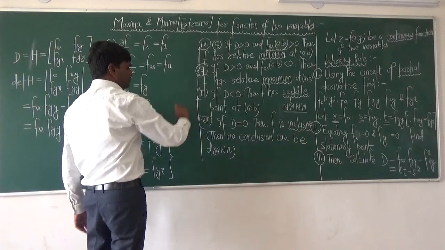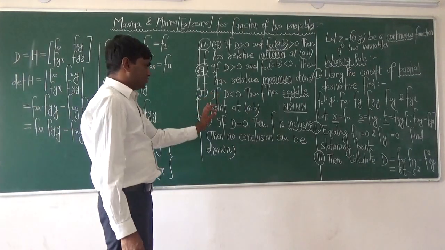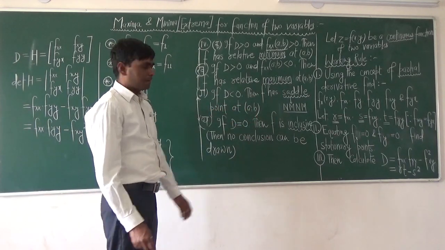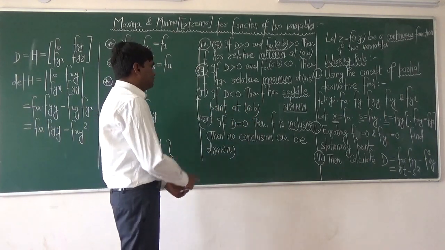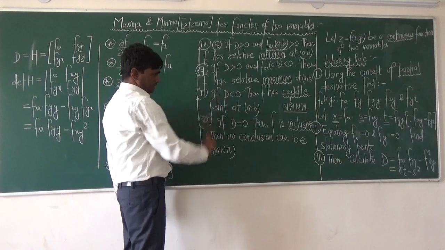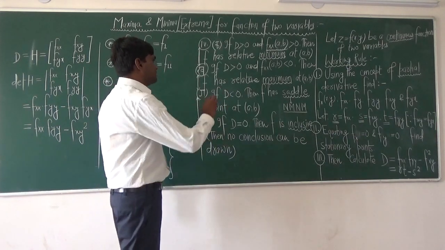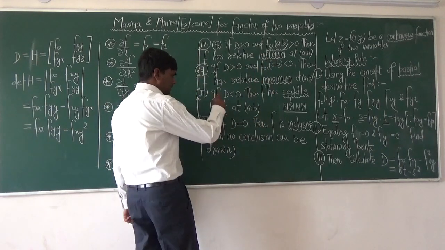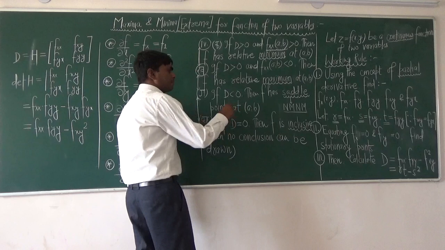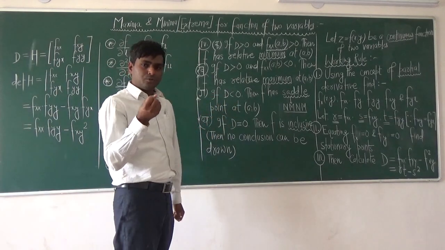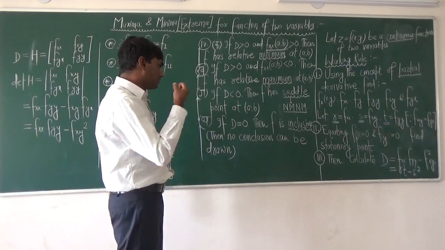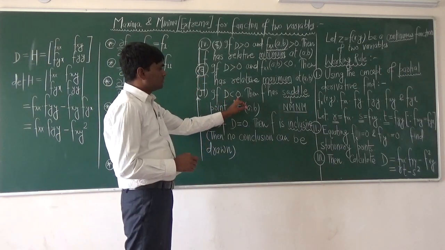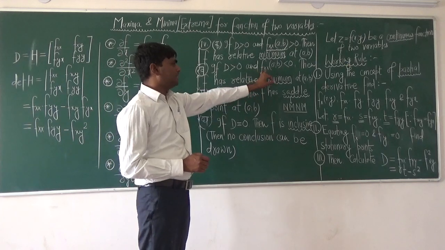Third possibility of the discriminant: if D is less than 0, then f has a saddle point at (a, b). If D is less than 0, then it is not necessary to calculate f_xx.